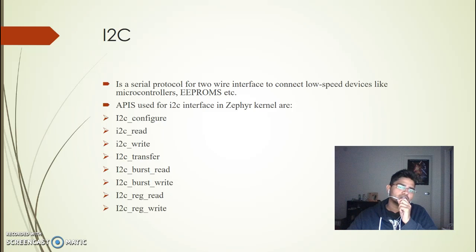The APIs used for the I2C interface in the Zephyr kernel are: I2C_configure, which is used to configure the operation of a host controller. I2C_write, which is used to write a set amount of data to an I2C device synchronously. I2C_read, which is used to read a set amount of data synchronously. I2C_transfer, which provides a generic interface to perform data transfer to another I2C device synchronously.